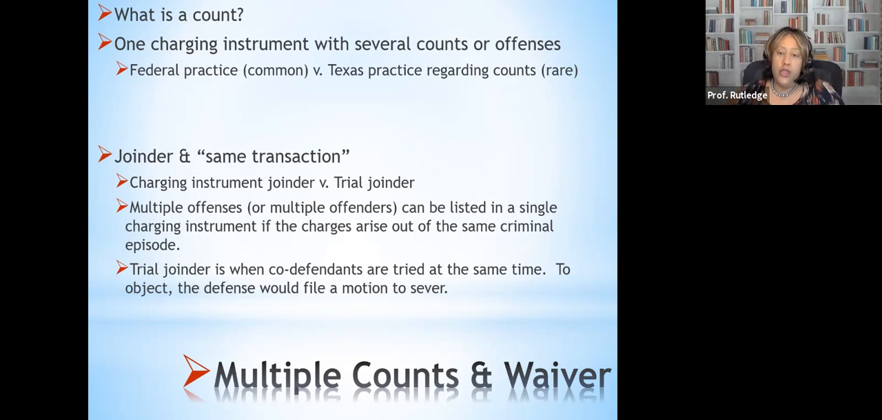Joinder, and there are 2 types of joinder. Today we're going to talk about charging instrument joinder. Joinder refers to the ability to charge multiple offenses or multiple offenders in one charging instrument, as long as it's out of the same criminal episode or same transaction. Trial joinder, which we'll talk about at the end of the semester, is when you try co-defendants together. Right now, we're just talking about charging instrument joinder. So it is okay to have multiple charges in one charging instrument or multiple defendants.